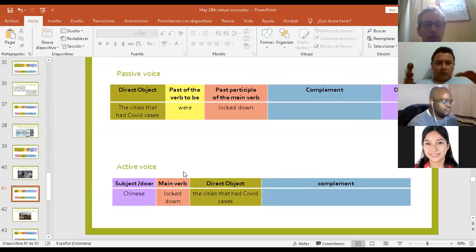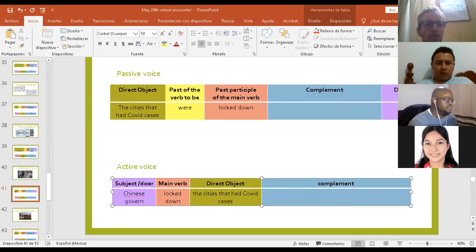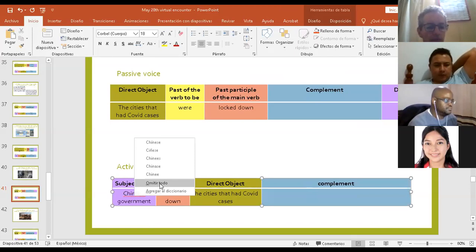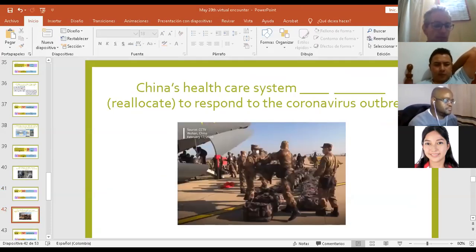Yes, the active voice would be, for example, the Chinese government locked down the cities that had COVID cases. But in the passive voice, we don't mention the doer, we mention the object first. Okay, let's move to this one. Hugo.